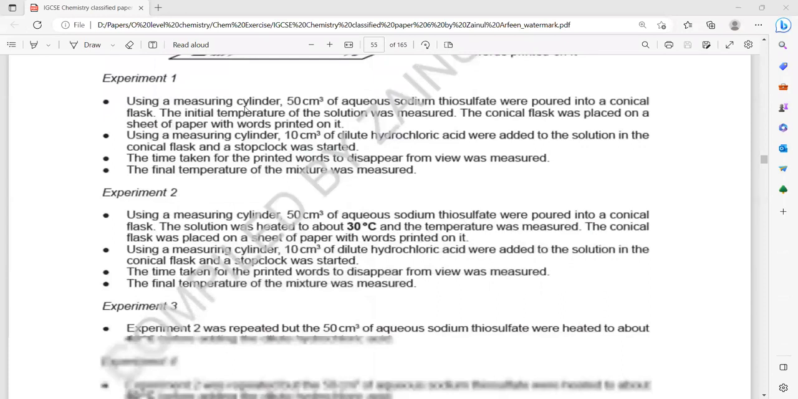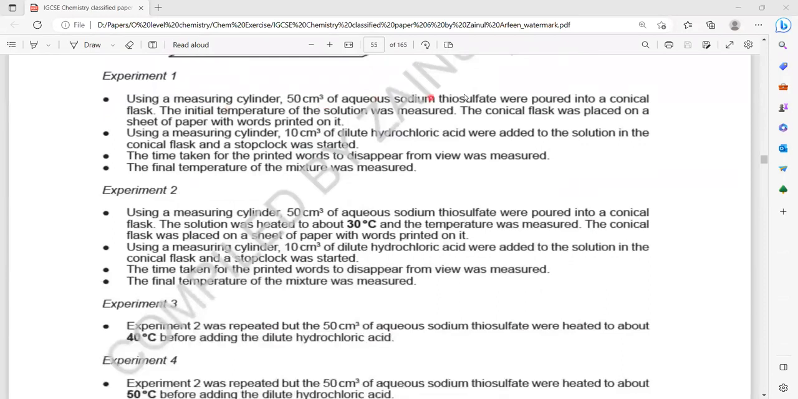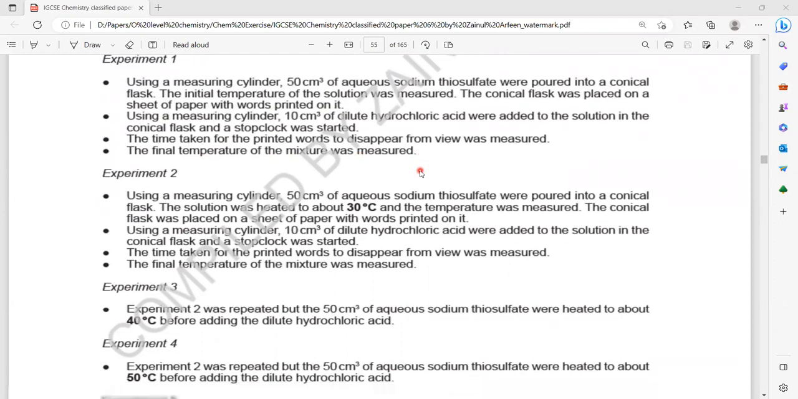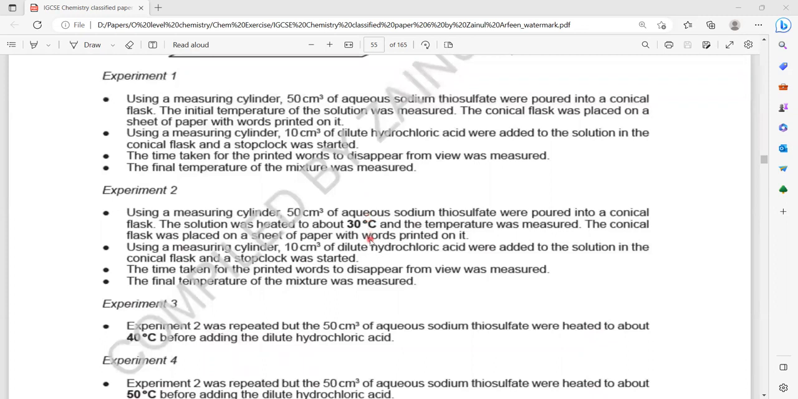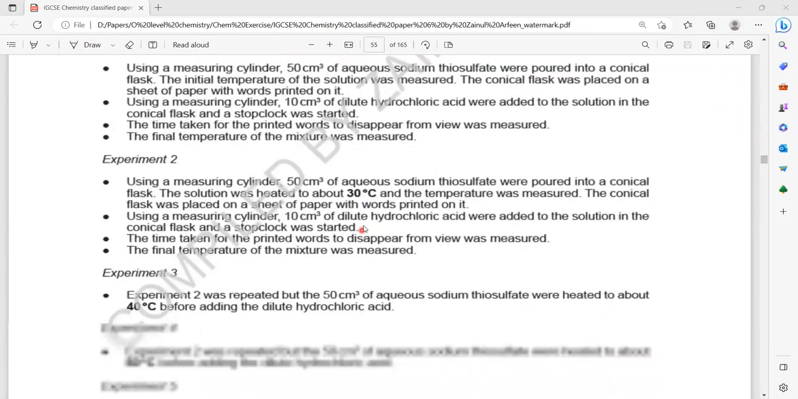So how this experiment is done: using a measuring cylinder, 50 cm cube of thiosulfate was poured into a conical flask. The initial temperature of the solution was measured and the conical flask was placed on a sheet of paper with the words printed on it. Using the measuring cylinder, 10 cm cube of hydrochloric acid was added, and then the time for the printed text to disappear was measured. Then in experiment 2, we used 50 cm cube heated to about 30 degrees.